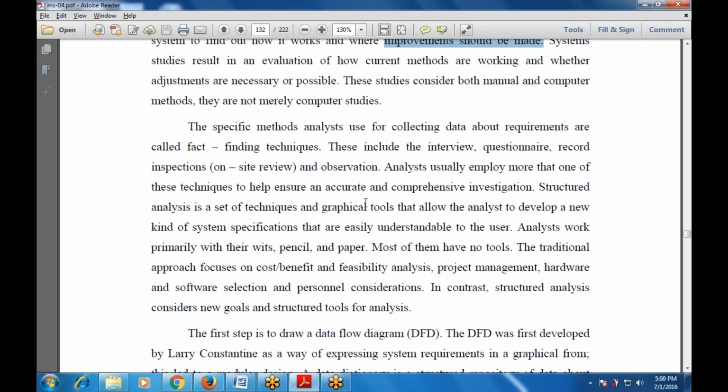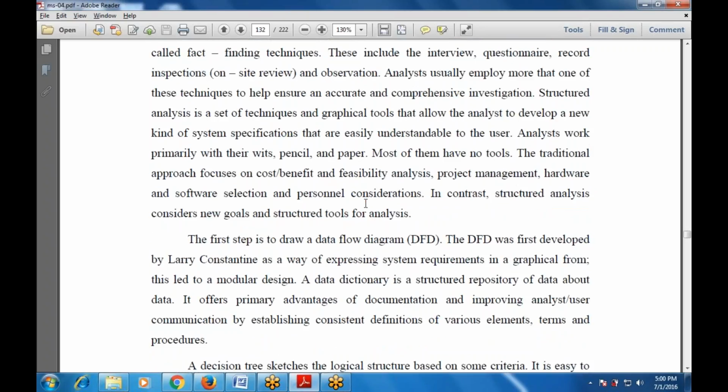Structured analysis is also a set of techniques and graphical tools that allows the analyst to develop a new kind of specification that is easily understandable to the user. Analysts work primarily with pencil and paper. The traditional approach focuses on cost-benefit and feasibility analysis, project management, and hardware and software selection. The first step is to draw a DFD, developed by Larry Constantine, as a way of expressing system requirements in graphical form that leads to a modular design. That is the data flow diagram.